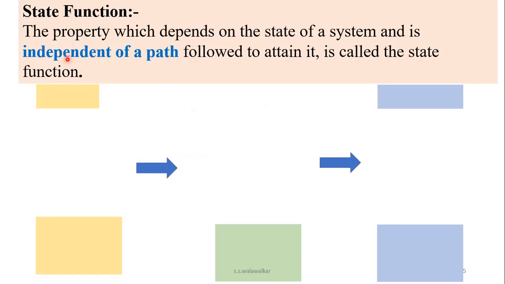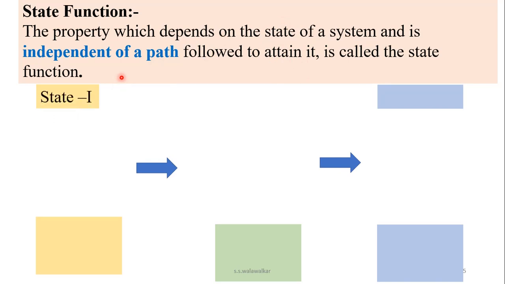Now the property which depends on the state of the system and is independent of the path followed to attain it is called a state function. The value of a state function does not depend upon the path followed to attain that state. It depends only on the initial and final state of the system.